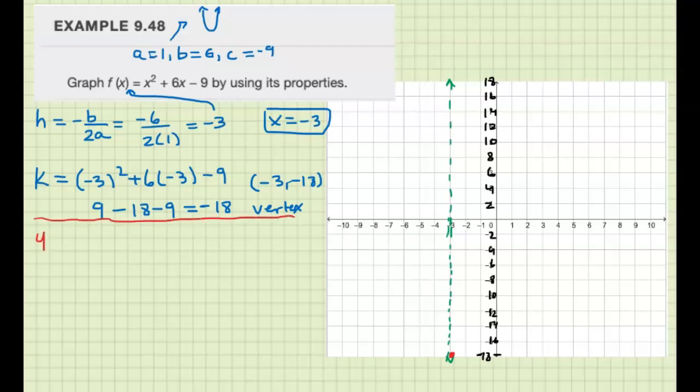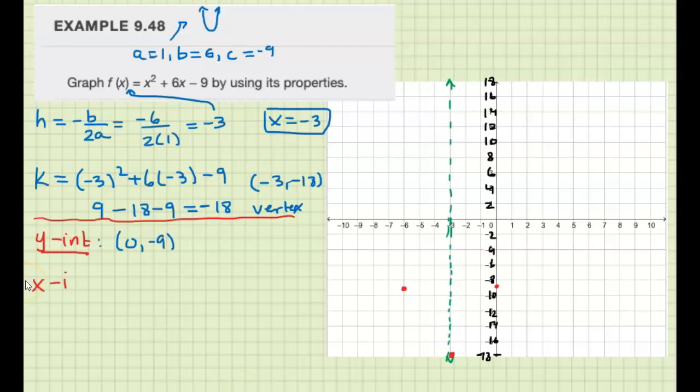Okay, let's find some details. We're going to find the y-intercept. We plug in x is 0. We get 0, 0 minus 9, so 0, negative 9 is my y-intercept. On the other side, this is 3 units away from the axis of symmetry, so we go 3 units in the other direction and draw another point.